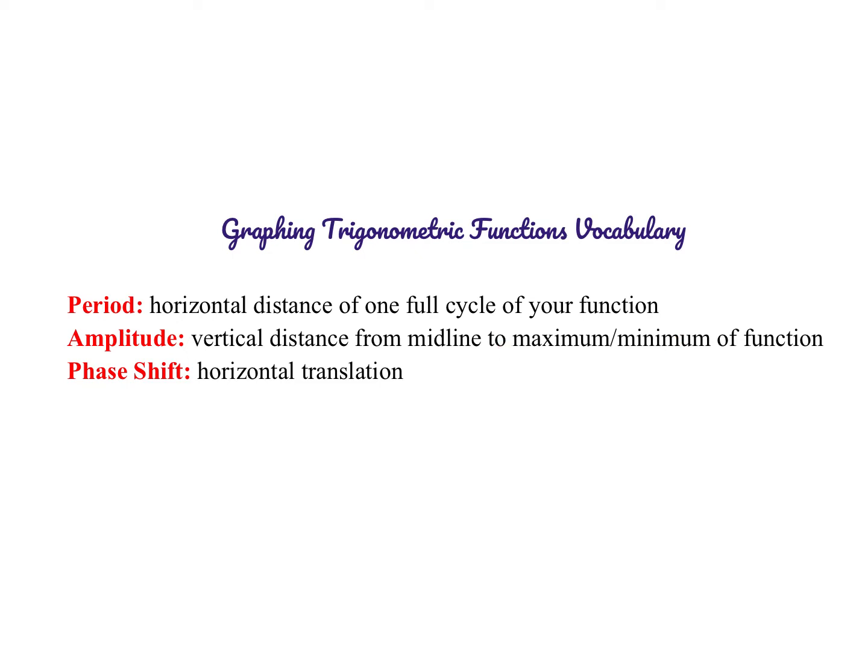So just remember, the total distance from the very top to the very bottom would actually be double the amplitude. And note, our amplitude should always be positive. And then last is this term phase shift. Just remember, a phase shift is just a horizontal translation, but when we're doing trigonometric functions, we just use the term phase shift.